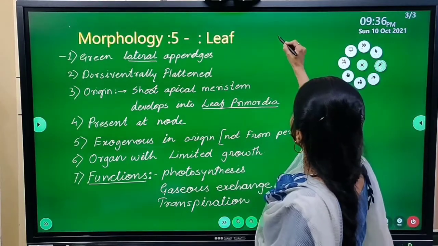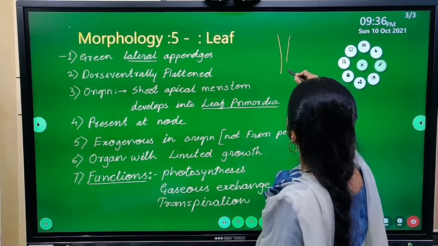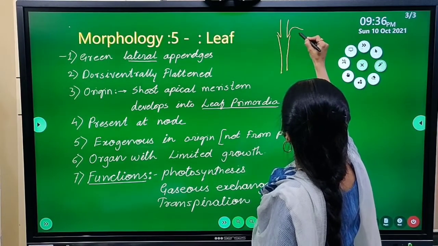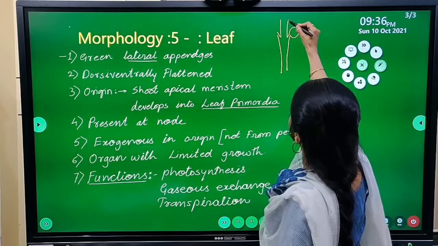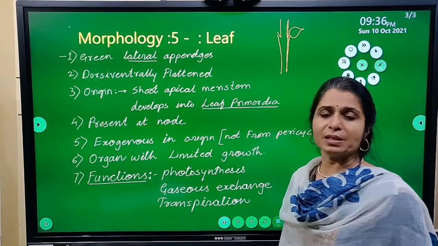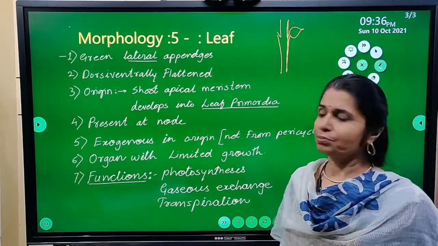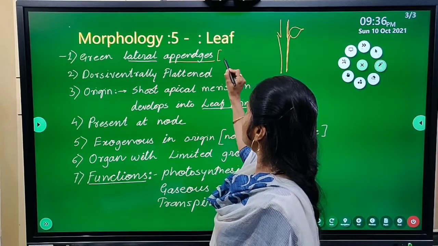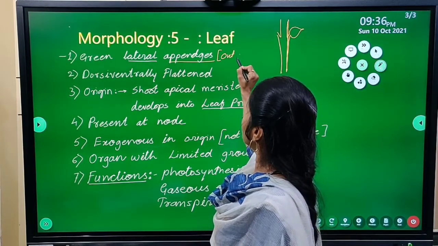तो ये जो भी हम stem draw करेंगे, stem के nodes पे lateral side में ये present रहेगा. So this is total lengthwise leaves are present. Appendage is outgrowth. So are you getting the word lateral? Appendages. Appendage का अर्थ क्या है? It is outgrowth.